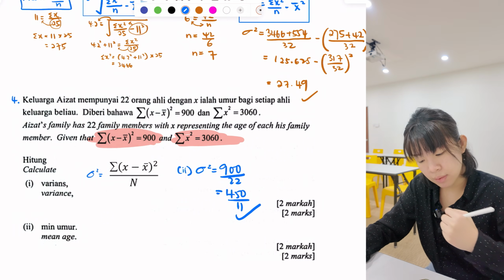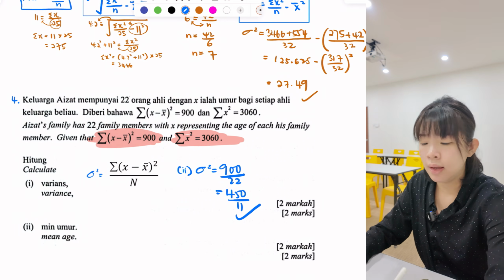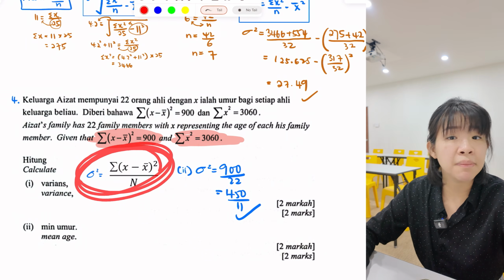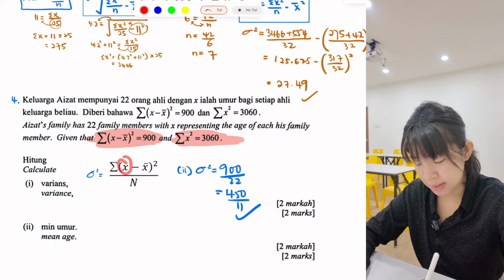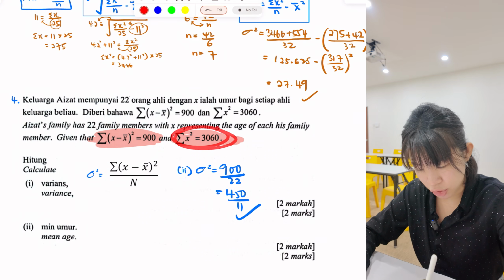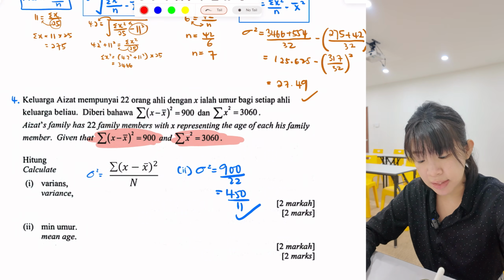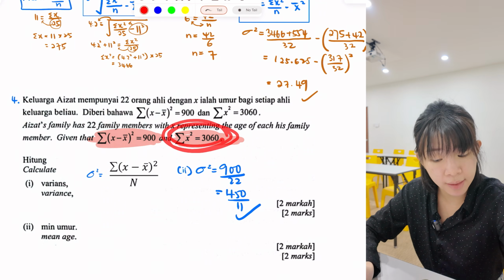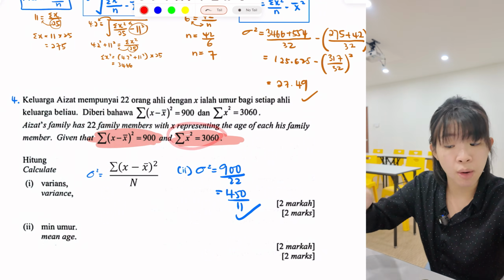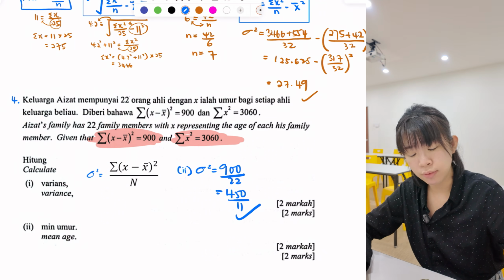Now part 2, we need to find the mean. If you use this formula, you can't find the mean. At least there is no x squared given. So they give us this, 3060. This one is familiar, right? This is in the first formula. So we use the first formula to find the mean.